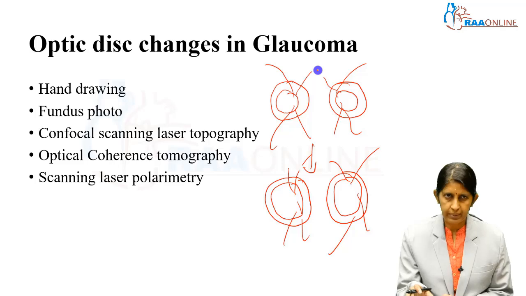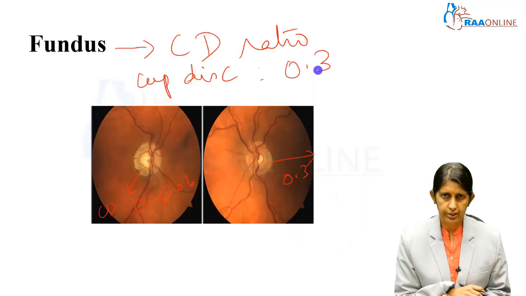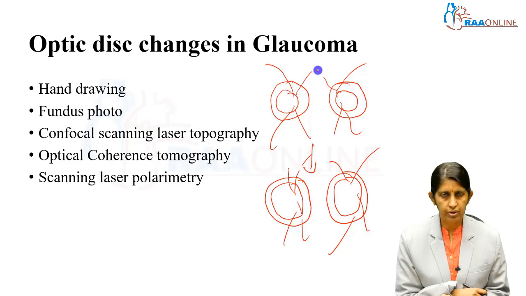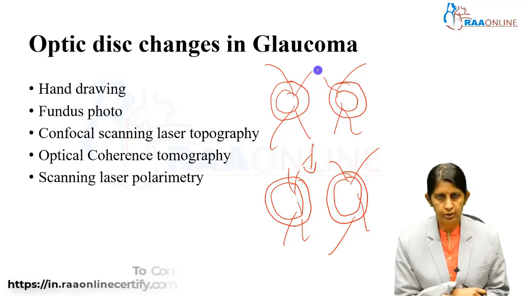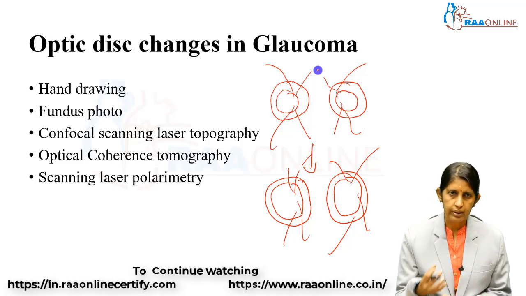The same thing can be done by a fundus photo. This is what you saw. This is a fundus photo of the patient. You're able to document the extent of fundus changes by means of a fundus photo. This is also for documentation and follow-up. We also have advances such as confocal scanning laser topography, optical coherence tomography, and scanning laser polarimetry, all of which will help us to document the extent of cup disc ratio. And optical coherence tomography will tell us about the depth of the cup.